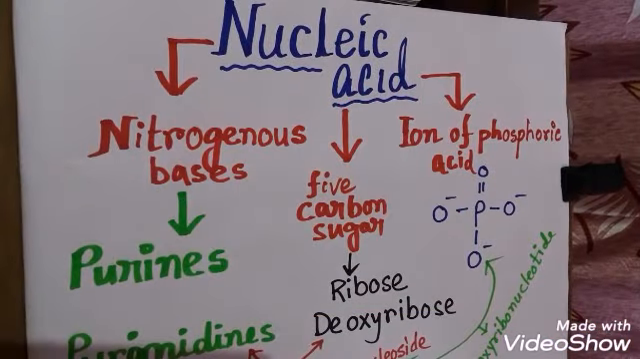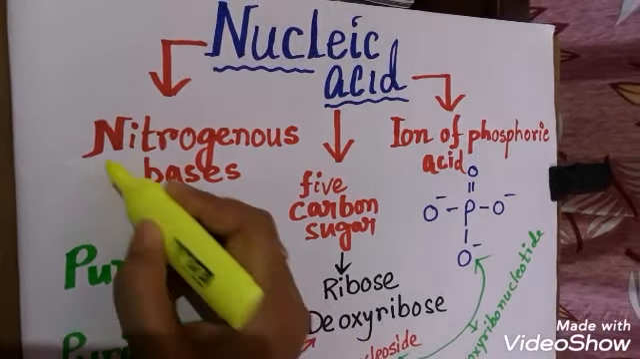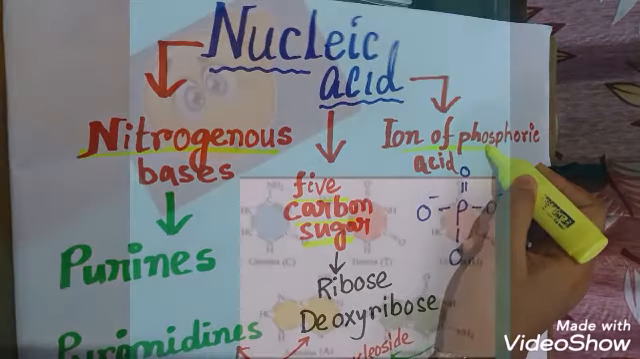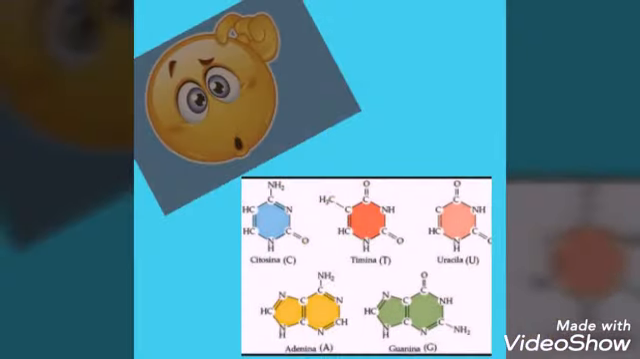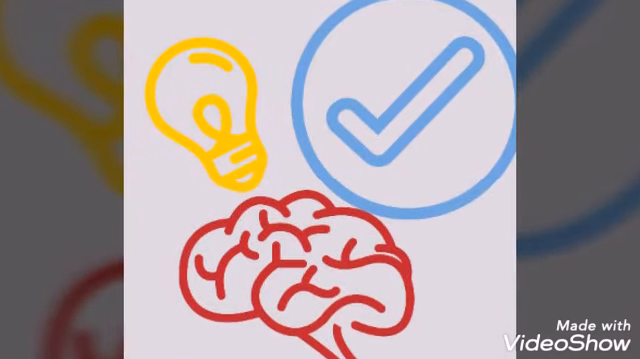Thank you. Nucleic acid, another biomolecule, contains a nitrogenous base, pentose sugar, and phosphoric acid. If you see the structure at a glance, it becomes a headache for you. But I'm sure after watching this video, your brain will love this topic. Now let's start.